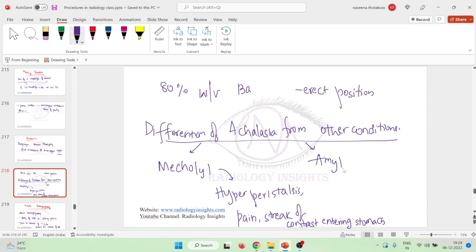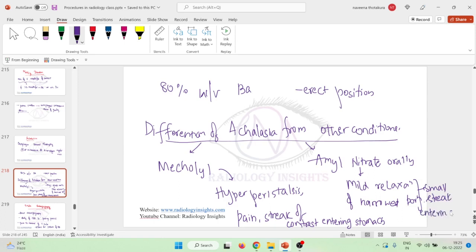Second, we can give amyl nitrate orally. This amyl nitrate will cause mild relaxation of the narrowed portion of the esophagus, and this mild relaxation will result in small streaks of contrast entering the stomach. So by these two ways we can differentiate achalasia from other disorders.